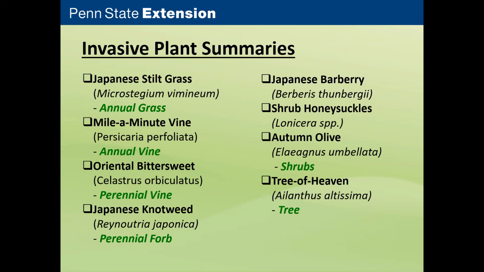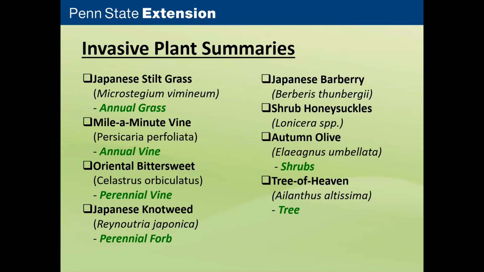So we're going to move into our invasive plant summaries, and we're going to quickly go through a number of examples here. Japanese stiltgrass, which is an annual grass, mile-a-minute vine, an annual vine. Oriental bittersweet, a perennial vine. Japanese knotweed, a perennial forb. We're going to look at a number of shrubs: barberry, honeysuckle, and olive. And then the last summary that we're going to do is tree of heaven.